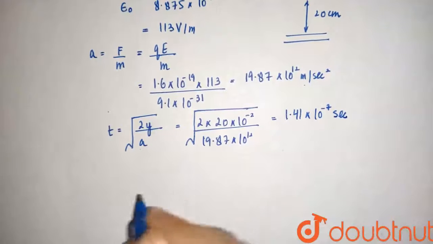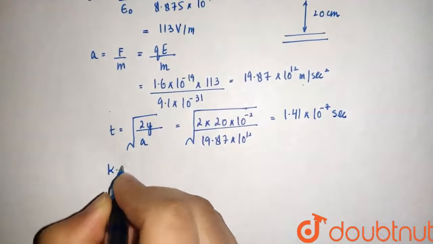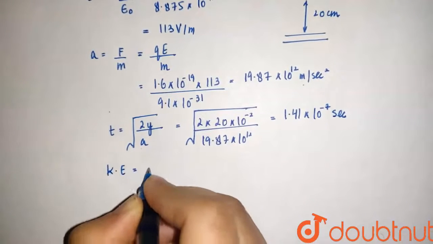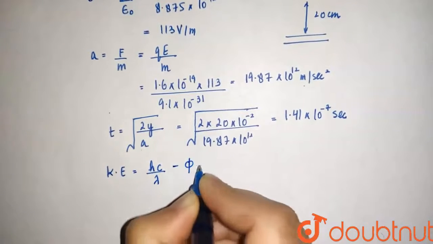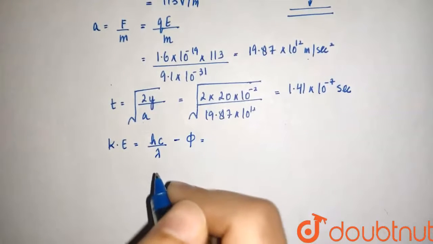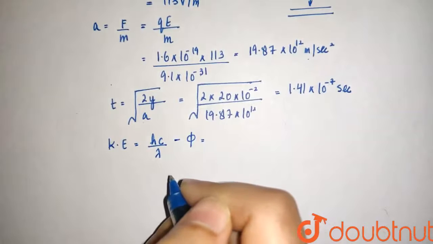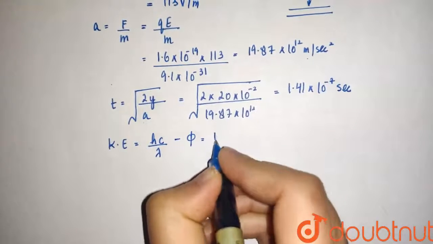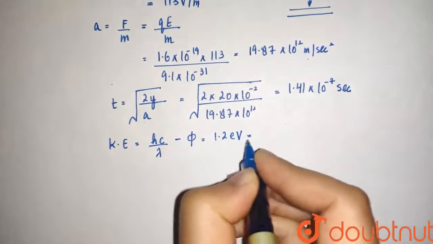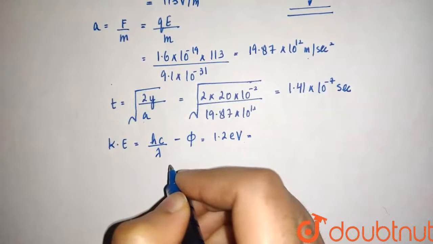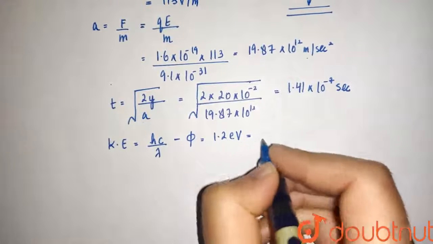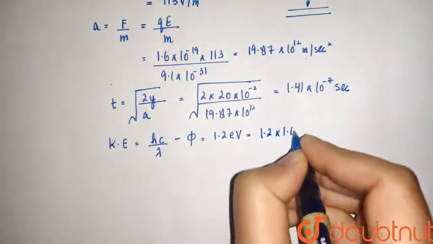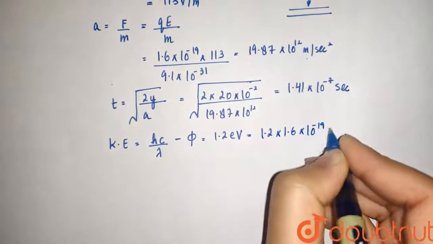Velocity we can calculate from Einstein's photoelectric equation, that is kinetic energy is equal to energy of the photon minus work function, that is phi. And this we had calculated in the previous question. We can calculate it here also, and it comes out to be 1.2 electron volts. But we need everything in SI units, so we can calculate this in joules. That is 1.2 into 1.6 into 10 to the power minus 19 joules.